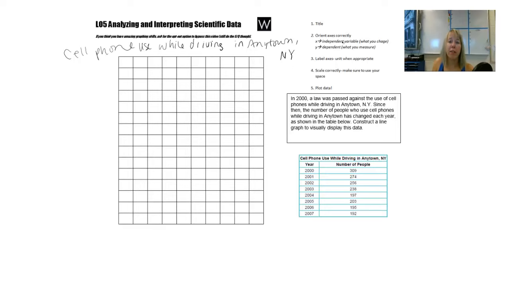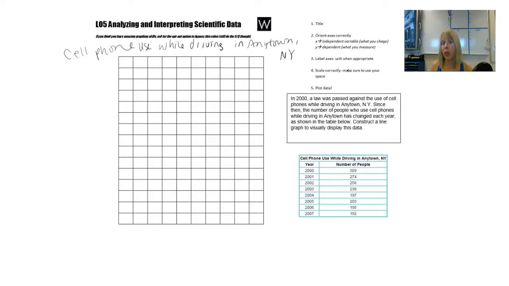The next step is to figure out what's my x and y, and then label those axes with a unit when appropriate. So remember, the x, the side-to-side horizontal, is what I can change, and the y is what I am measuring. So between the year and the number of people who are driving with their cell phones, which can I control? Can I control the year, the time when I measure? Or can I control how many people are actually driving using their cell phones?